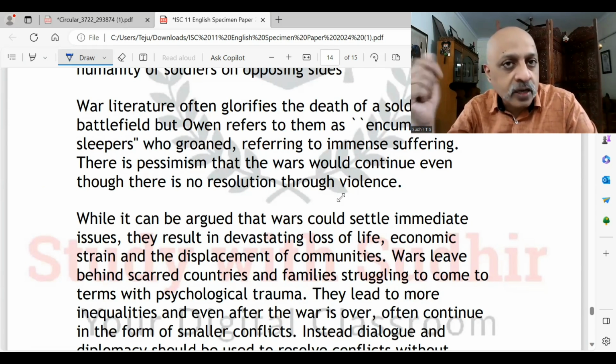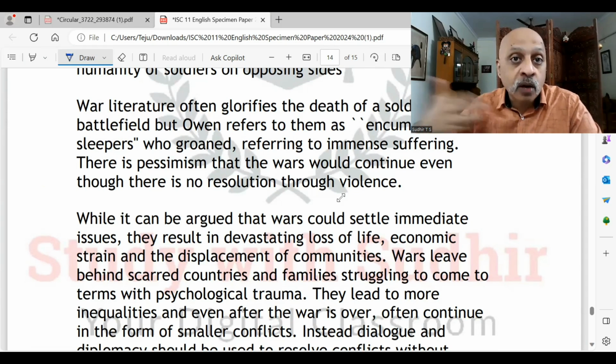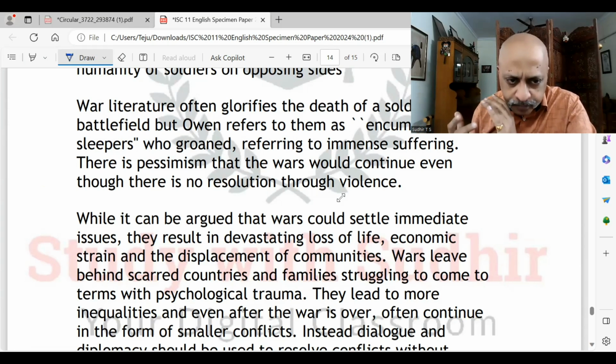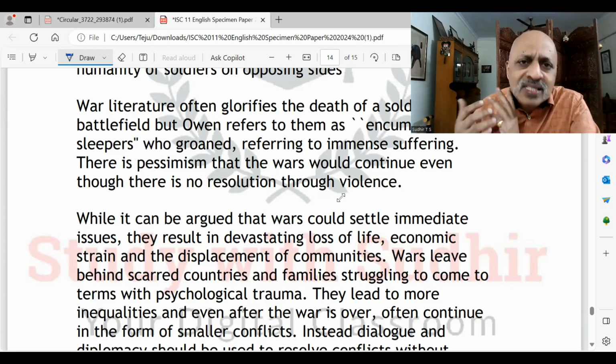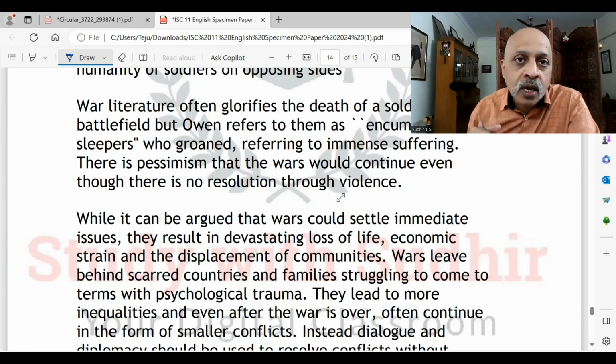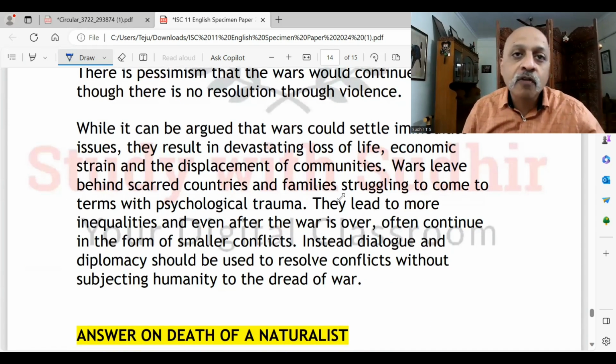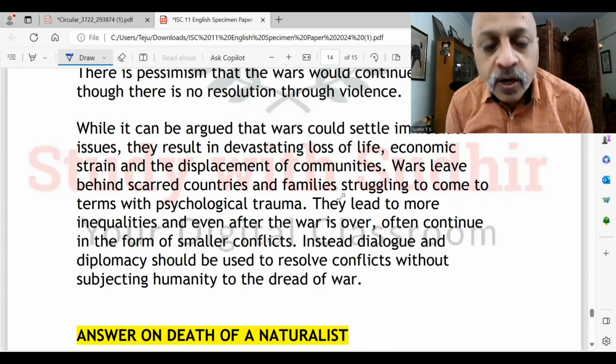They result in devastating loss of life, economic strain because the countries have to spend a lot, and the displacement of communities, when people get uprooted from their homeland. So they leave behind scarred countries, countries which find it difficult to come to terms with the suffering. And there's a lot of psychological trauma. They lead to more inequalities, and even after the war is over, often continue.